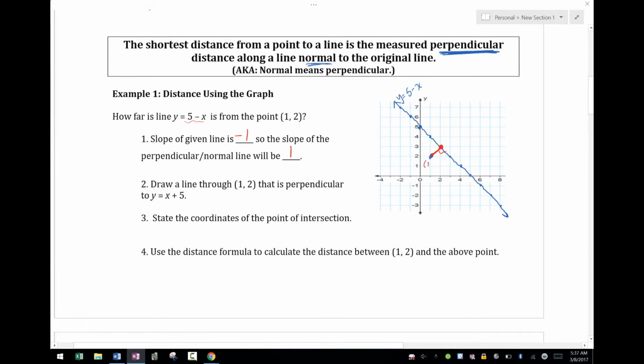Okay, so this is the point 1, 2, and this is the point 2, 3. And let's see, there's the coordinates. Use the distance formula to calculate the distance. Okay, so my distance formula would be change of x, which is 1 squared, plus change of y, which is 1 squared. So that perpendicular distance is the square root of 2.